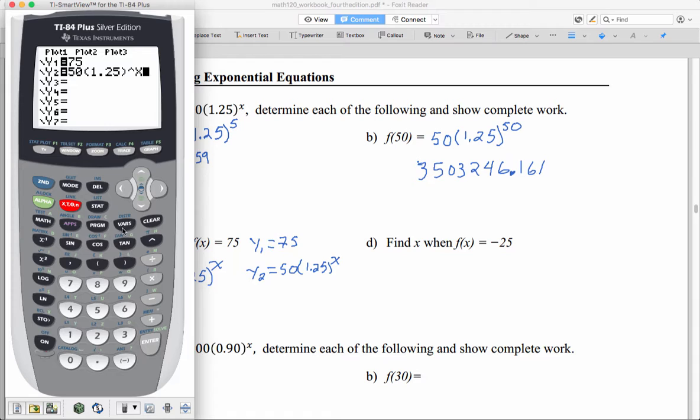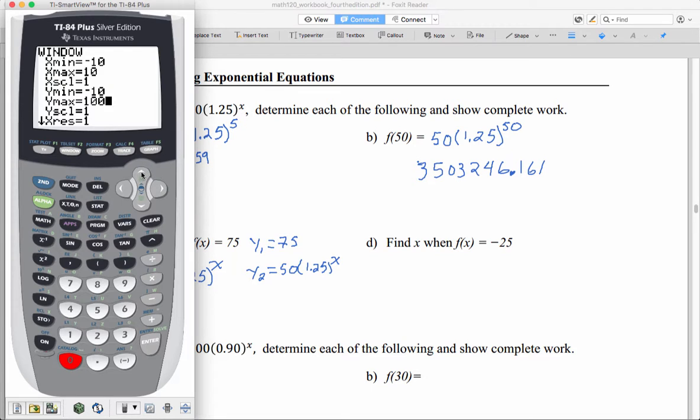Okay, once we've done that, let's just think a little bit about this. We know that y1 is a horizontal line passing through 75 on the vertical axis, or the y-axis. So we know that we're going to have to go up to, say, about 100. So let's go ahead and do that. We know that our y max is going to need to be roughly around 100. If I'm going to see that 75, that's going to have to happen.